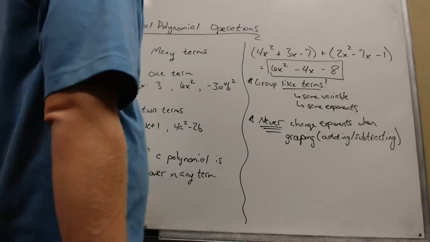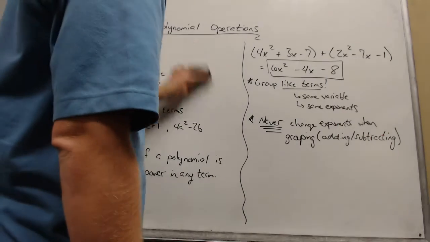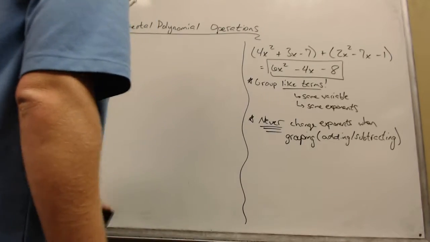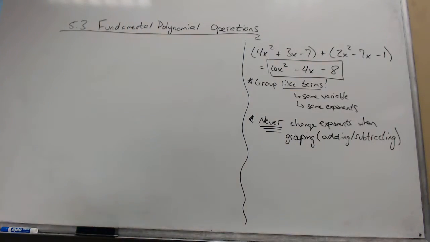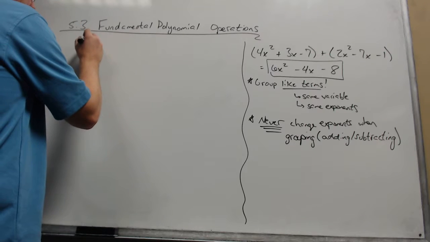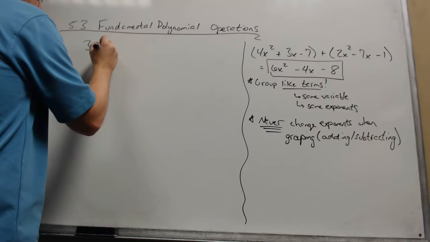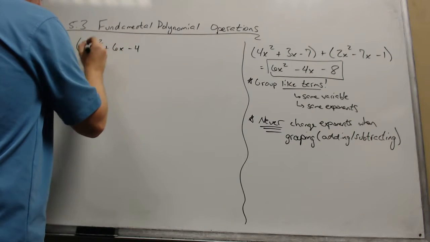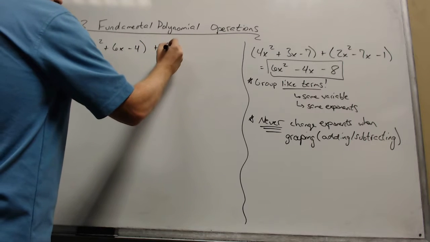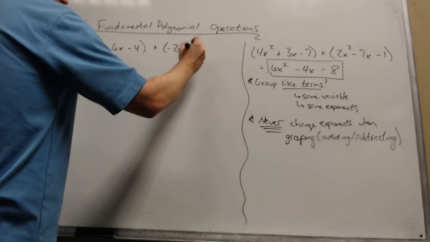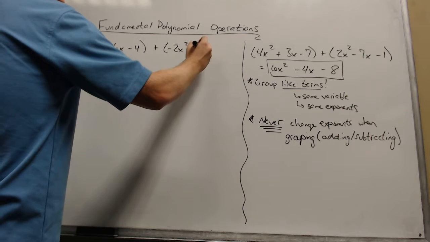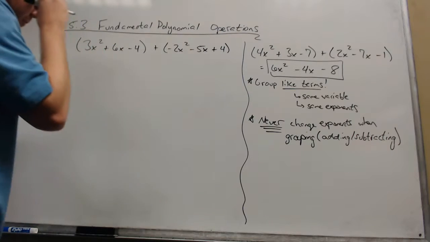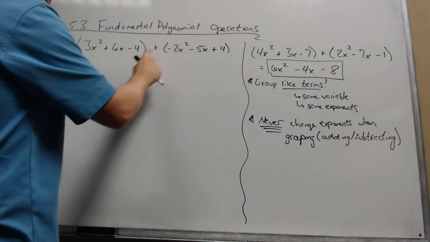All right, so a couple more examples of this. There's nothing special or fancy here that I can trick you with. We're just grouping together like terms. So again, polynomial plus another polynomial.